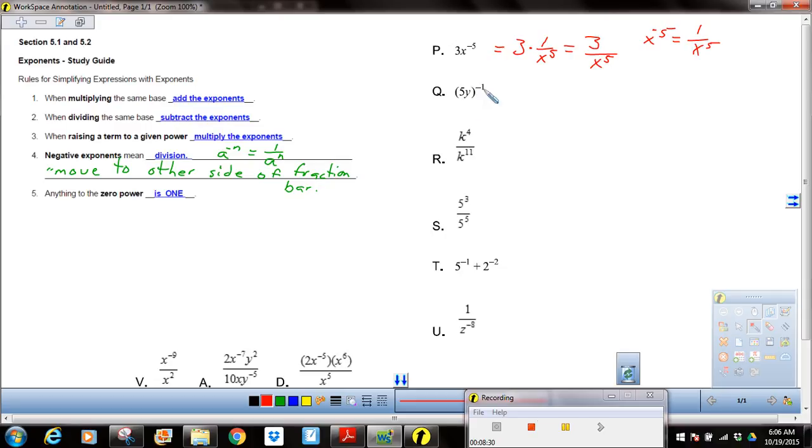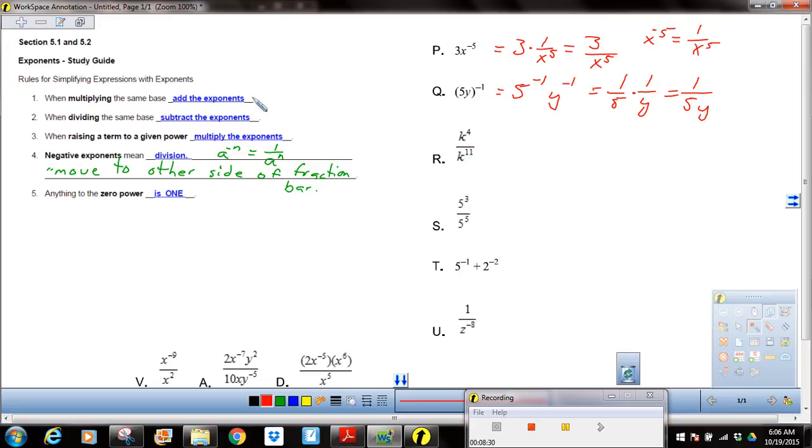Okay, 5y to the negative 1. This whole thing is being raised to a power here. We have 5 to the negative 1 power and y to the negative 1 power. 5 to the negative 1 is 1 over 5. And y to the negative 1 is 1 over y, which turns out to be 1 over 5y. And I hope that kind of shows that if we had had a negative exponent on this whole thing, we could just move the whole thing to the bottom of the fraction.